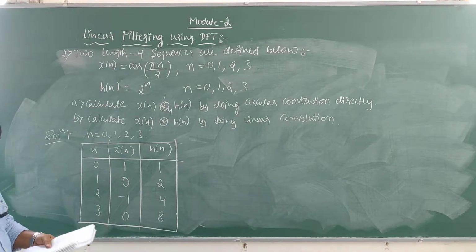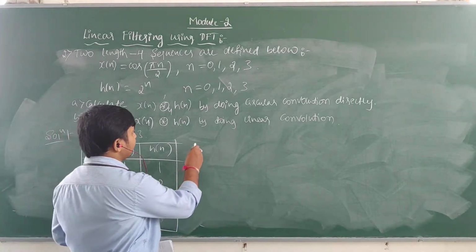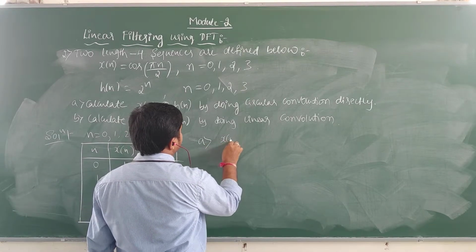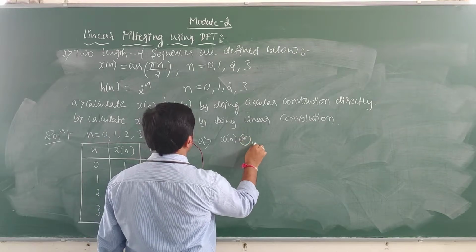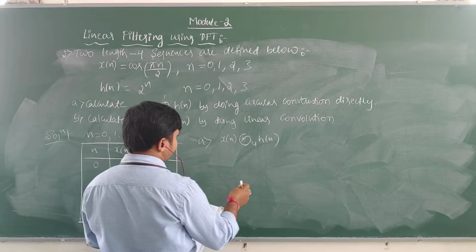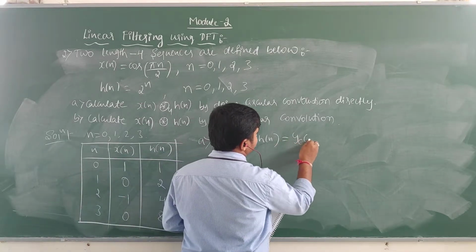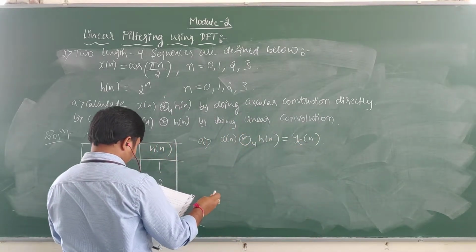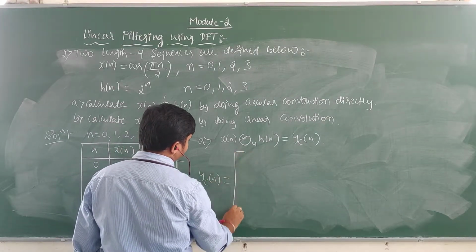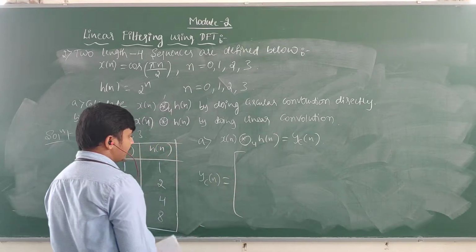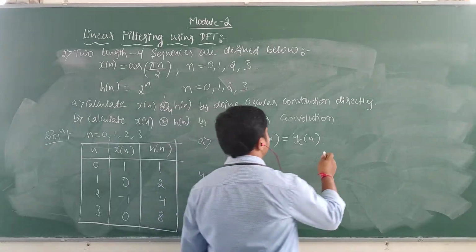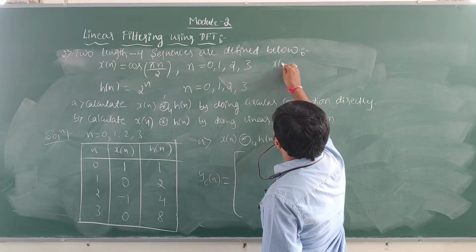Now the first question is: we need to perform x of n circular convolution with h of n, which is equal to yc of n. We know how to compute this circular convolution. First write down the sequences. X of n is what?